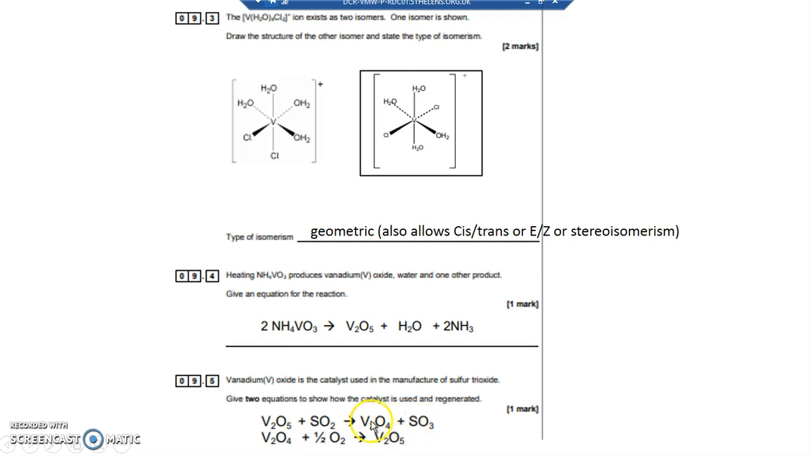Now then, this V2O4, it says the catalyst is regenerated. The vanadium 5 oxide is regenerated. So it's going to be remade from V2O4, which is made. So the V2O4 reacts with more oxygen to remake the V2O5.